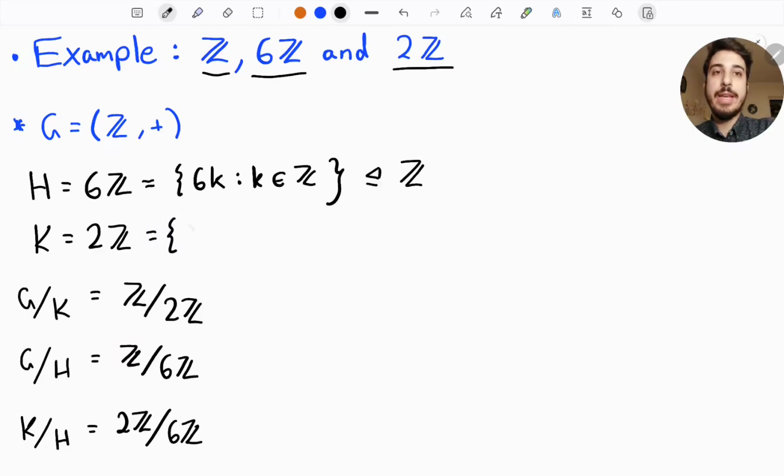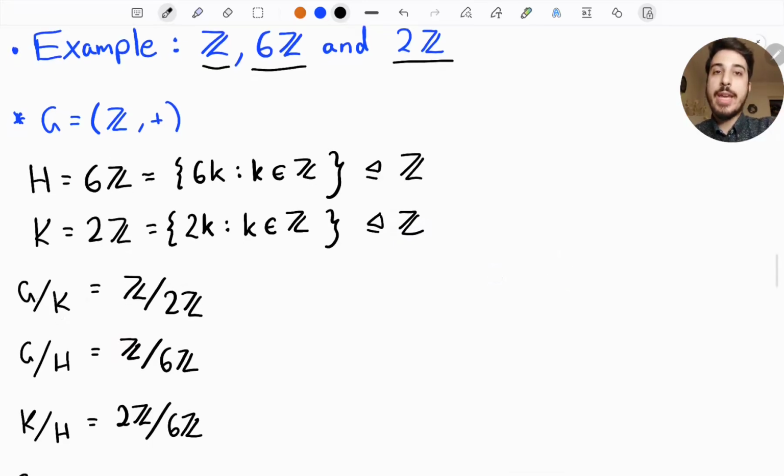And 2Z, similarly, is all the multiples of 2, all the even numbers, and that also is a normal subgroup of Z. Now, notice that H is a normal subgroup of Z, and K is a normal subgroup of Z. The only thing left for us is to verify that H is a subgroup of K. And that is indeed the case because, first of all, every multiple of 6 is a multiple of 2. Obviously, every multiple of 6 is an even number, so H is a subgroup of K.